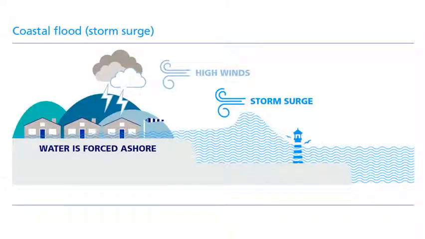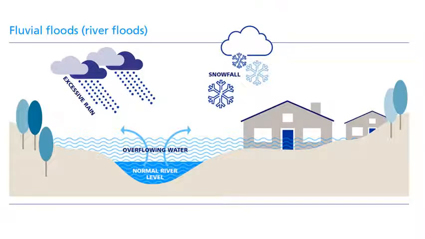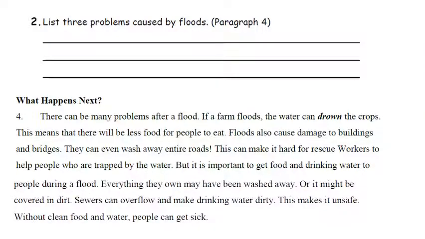This is a picture of, or an example of, a coastal flood due to a storm. So a storm happens, it causes the water to rise up and it would cause floods. Second one, fluvial floods. It's caused by rivers when the level of the water in the river rises. It causes floods. Number 2, list the 3 problems caused by floods based on paragraph 4. So you have to get the answer from paragraph 4.